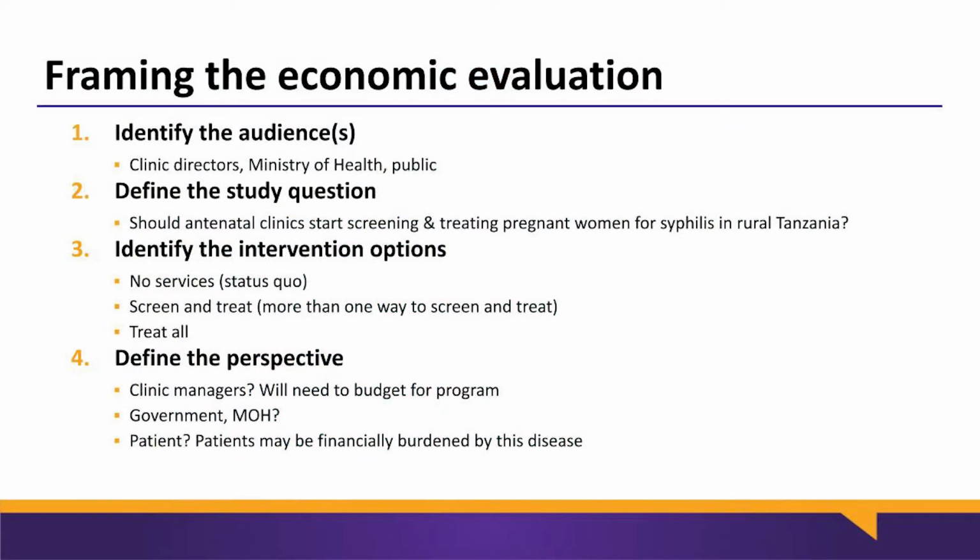Identify the intervention options. We've identified a number of them earlier. One is the status quo, in which we continue to not provide screening and treatment for women with syphilis. Another is to screen and treat women against syphilis, and there are many ways of doing this. Or just treat all: any women that come into the clinic, we just provide treatment to them.